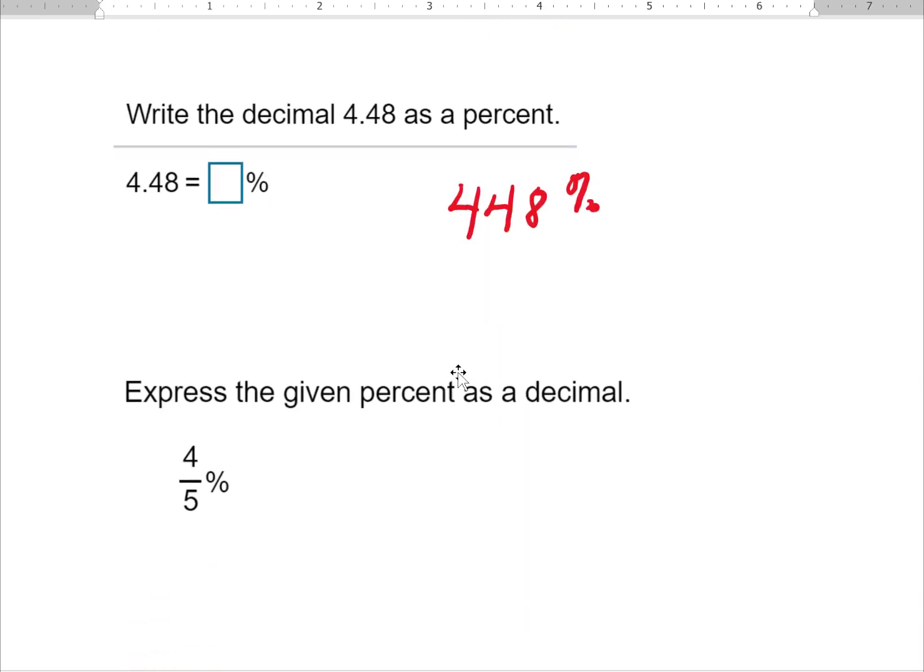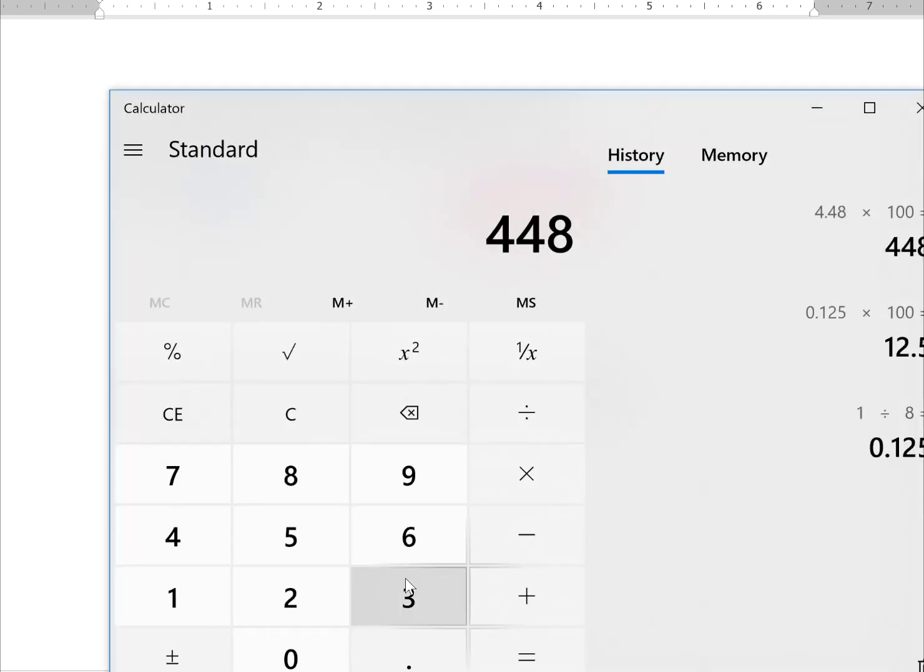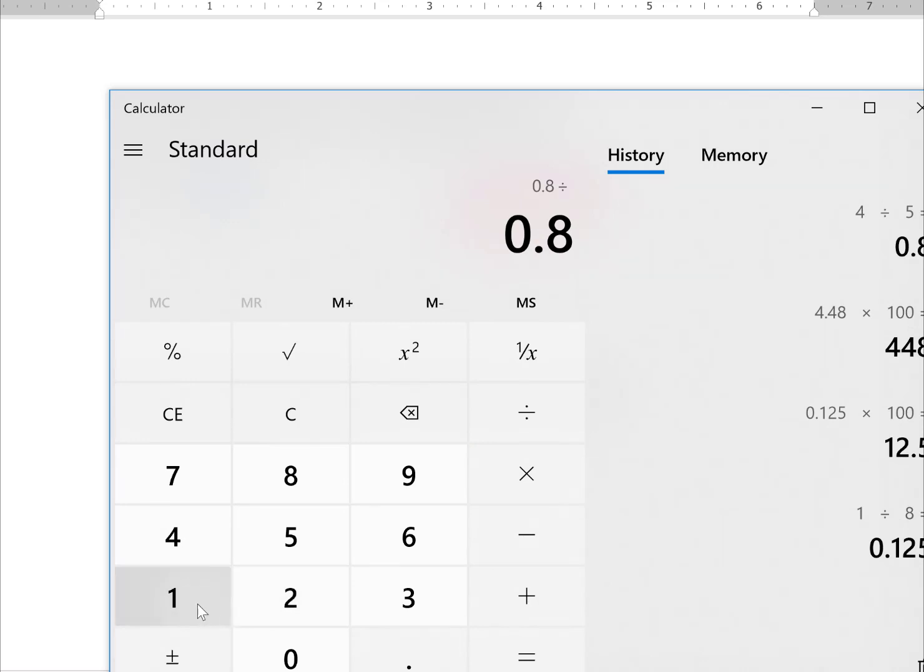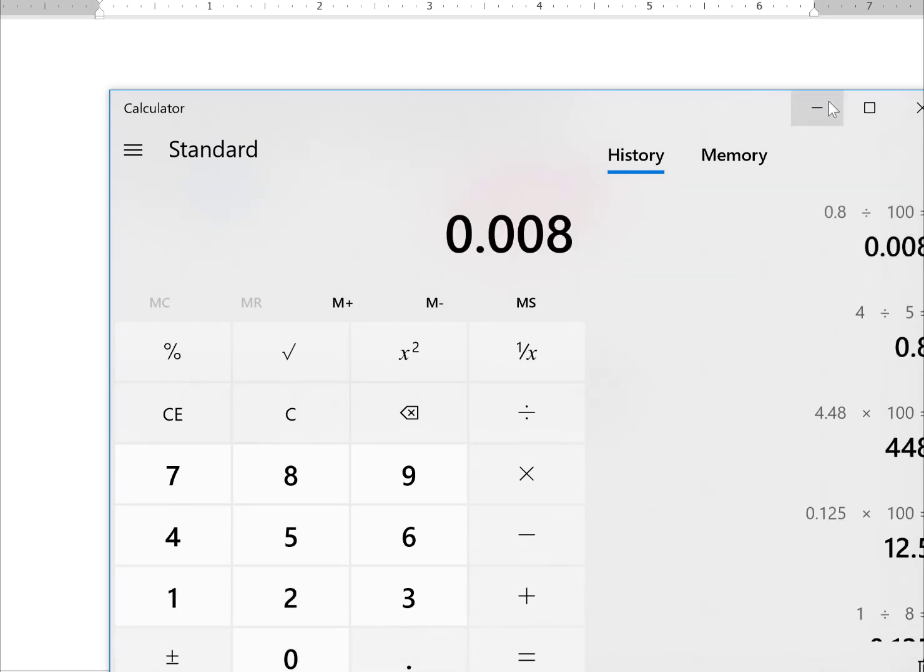Express the given percent as a decimal. Now, in order to go from percent to decimal, we have to divide by 100. The first thing I need to do is convert the fraction to a decimal. So I'm going to take 4 and divide by 5, and then divide that by 100. 0.008.